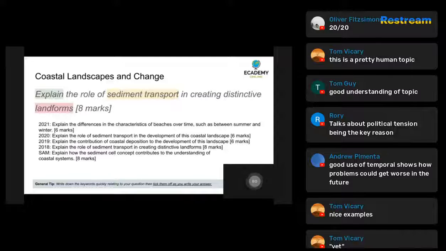And this is where candidates will fall, because they will talk a lot about longshore drift. They're very good at talking about longshore drift and swash and backwash and prevailing winds and so forth. But what they will miss out is talking about the actual landforms that are created in the process of that.